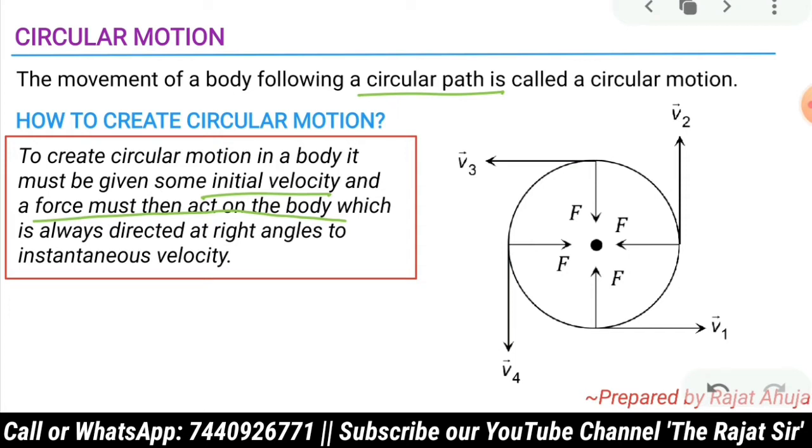So how can it be possible? It is only possible if there is a force acting towards the center which holds the body which is rotating. So there are two things which are required. One is the initial velocity and the other is the force which is acting towards the center. So let's give an example.